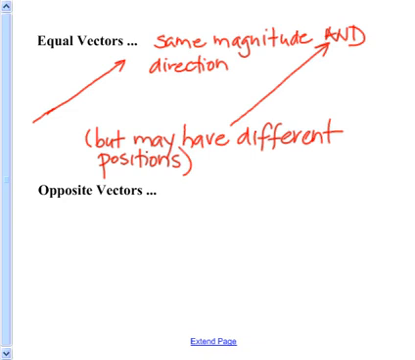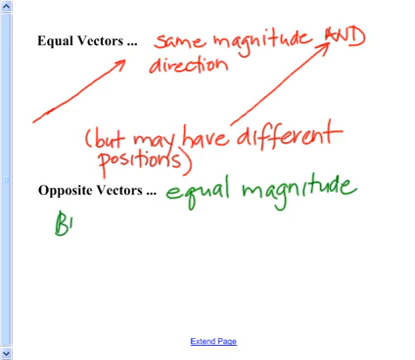For example, equal vectors could be going from Dairy Queen to Walmart at 10 kilometers an hour, or going from the Ag Hall to the Catholic school at 10 kilometers an hour. They have the same direction and magnitude. Opposite vectors have equal magnitude but exactly opposite direction.